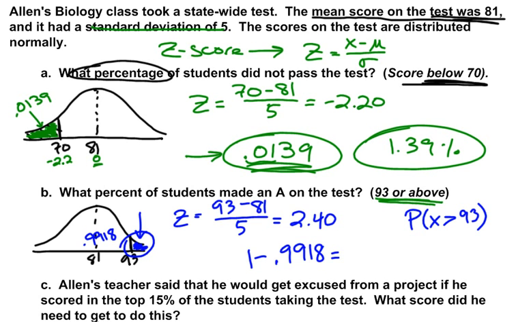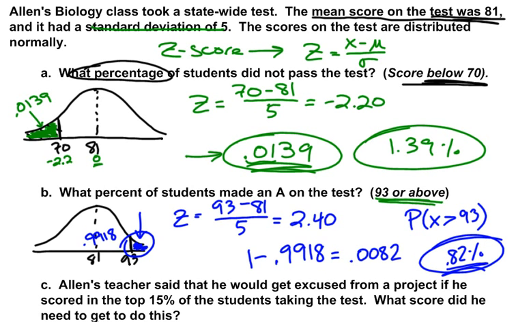So in this case, that would be 0.0082. That would be 0.82% of students, not even 1 whole percent of the students who take this exam make an A on it. That's very low, but again, a very low percentage of people fail it as well. So only 0.82% of the students make an A.